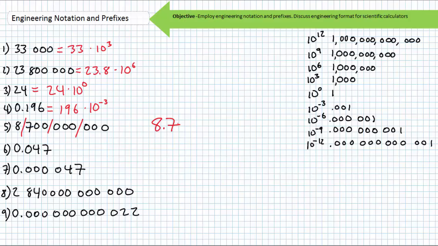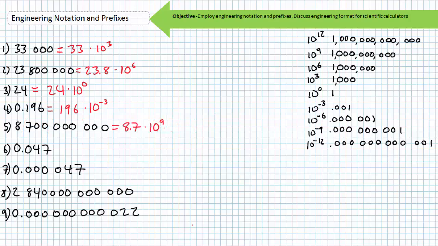It's a number less than 1,000 and greater than 1. I'm multiplying 8.7 by 1 billion, where 1 billion is 10 to the 9th power. Therefore, using engineering notation, 8,700,000,000 is better expressed as 8.7 times 10 to the 9th.